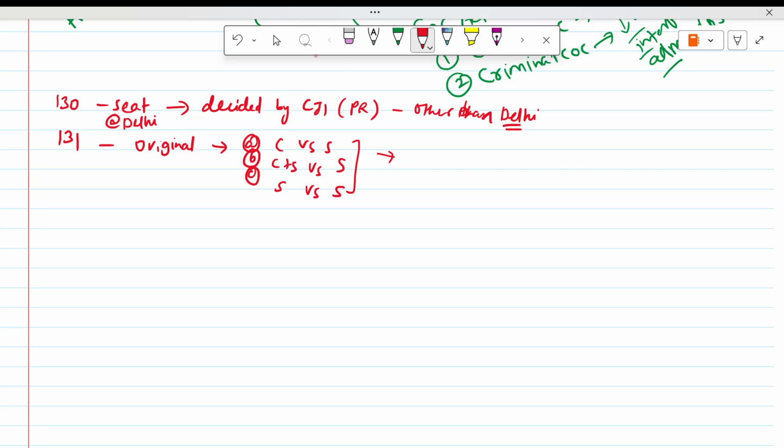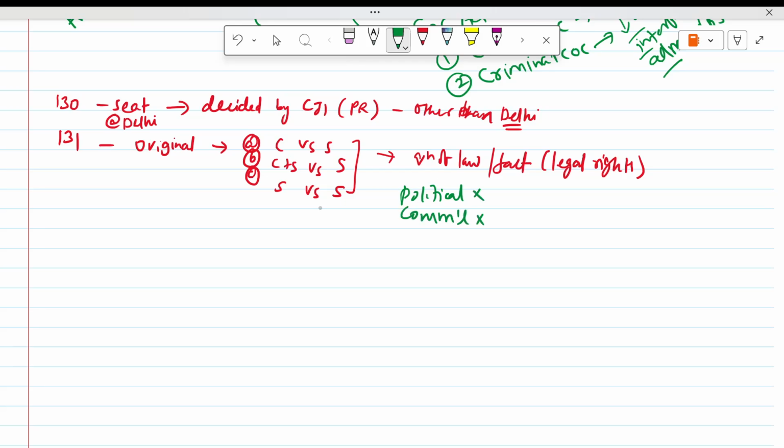The dispute should involve a question of law or fact concerning a legal right. Only if legal rights related issues have come, then you can go. There are some exceptions where you cannot go. For example, any political dispute, you cannot go. Any commercial dispute, you cannot go. If any private citizen is putting the case, no, you cannot go.